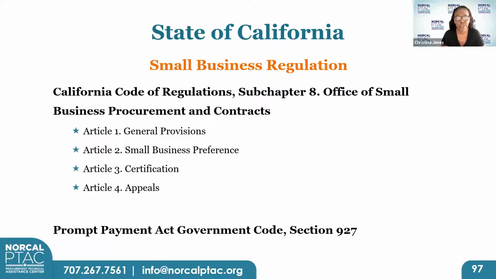So Article 2 is talking about your small business preference as a small business or a disabled veteran business enterprise, what you should be familiar with, certification, and you also should be familiar with the state of California's contracting manual, which talks more specifically about the RFP process, the bid process. So those are just some of the rules and regulations that you should be familiar with.